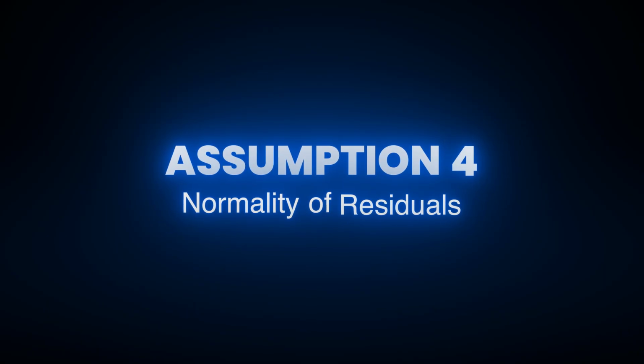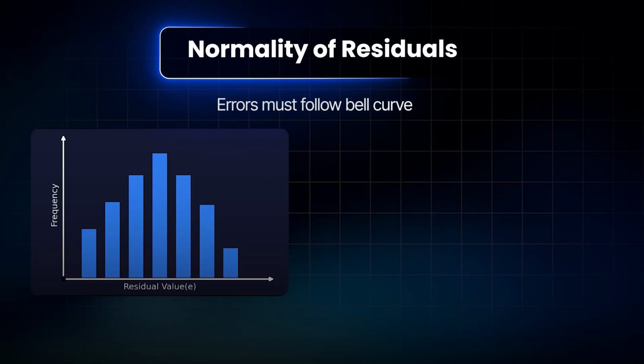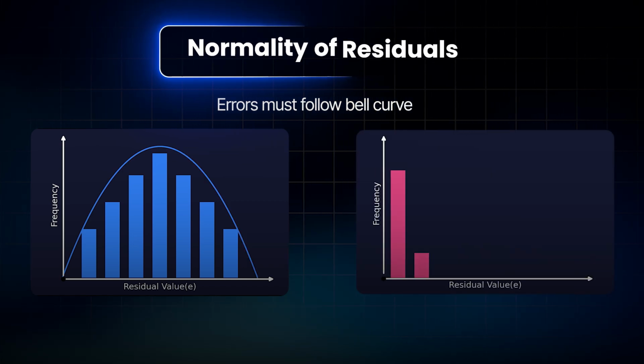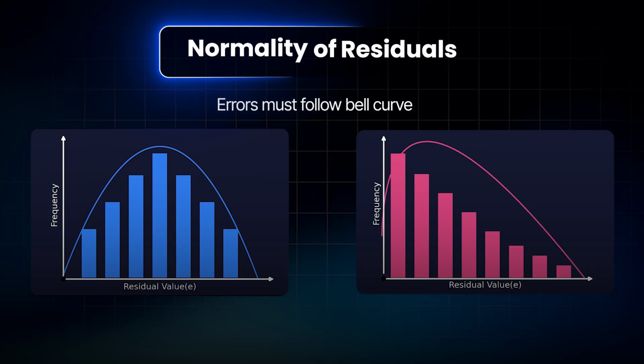Assumption 4, normality of residuals. The errors or residuals should follow a normal distribution. If they don't, the model's confidence intervals and statistical tests become unreliable.